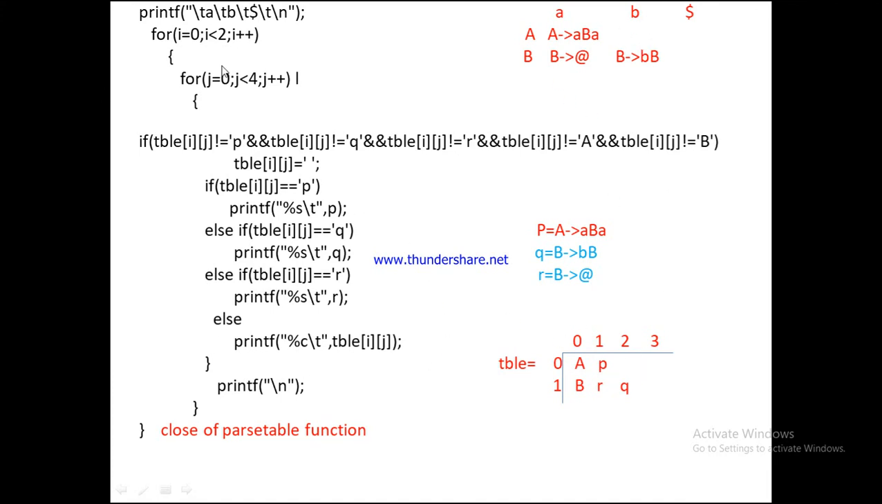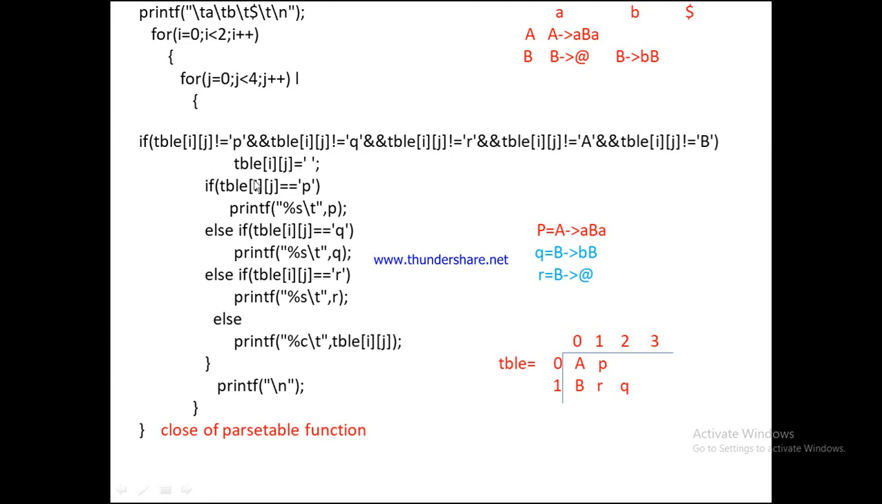Now again I will increment the j value. Now it is 3. Till 4 I have to move. Now the j value is 3, so it is 0 3. What is table of 0 3? Nothing, null. So it is not equal to P, not equal to Q, not equal to R, not equal to A, so everything is true. Table of ij is equal to null, which means nothing will be printed. So here also nothing will be printed.